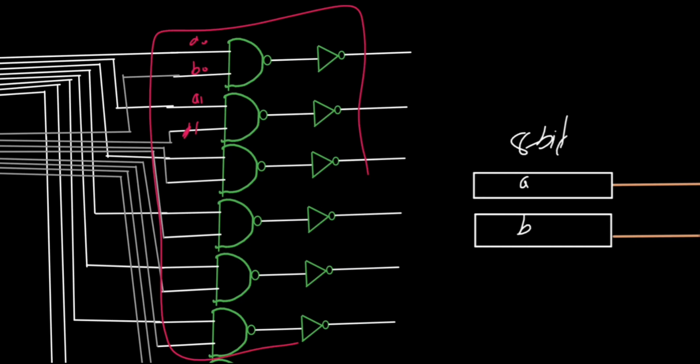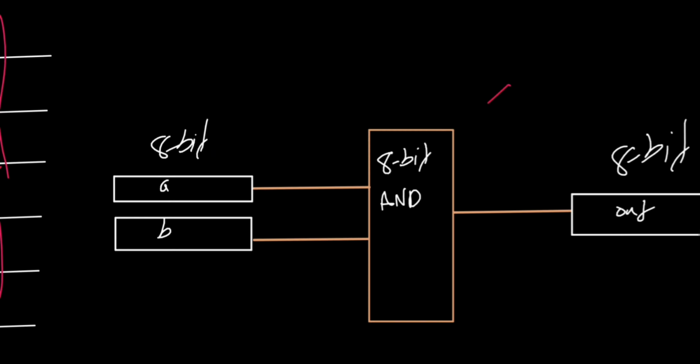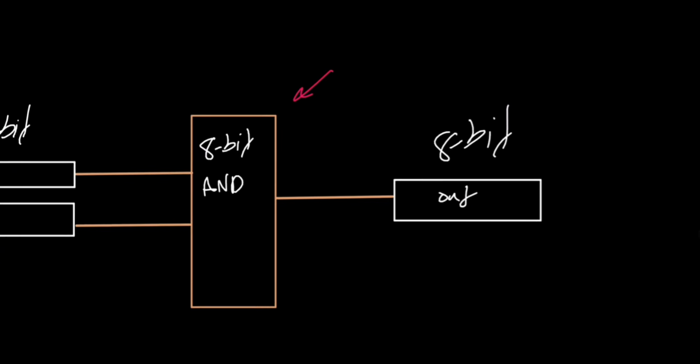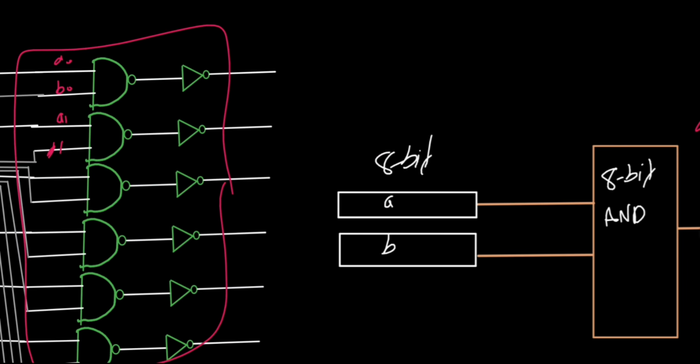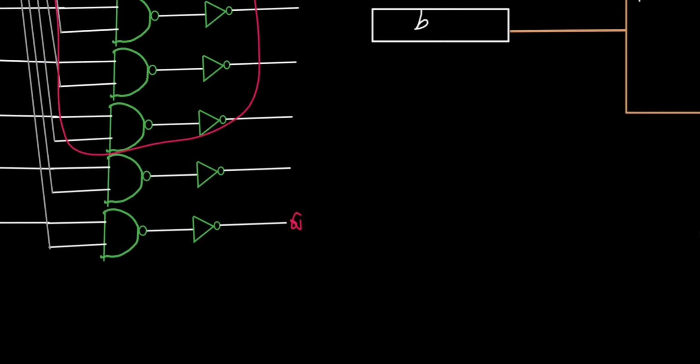Just put this into a rectangle and say this abstraction is an 8-bit AND, which would take two 8-bit inputs, A and B, and the output would be again 8-bit. So this is out 0, out 1, up to out 7.